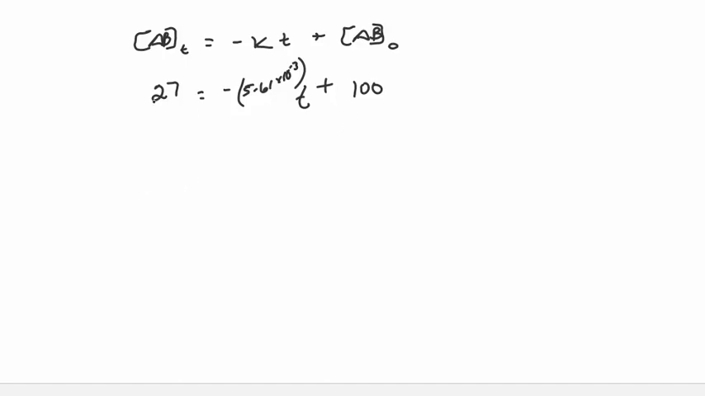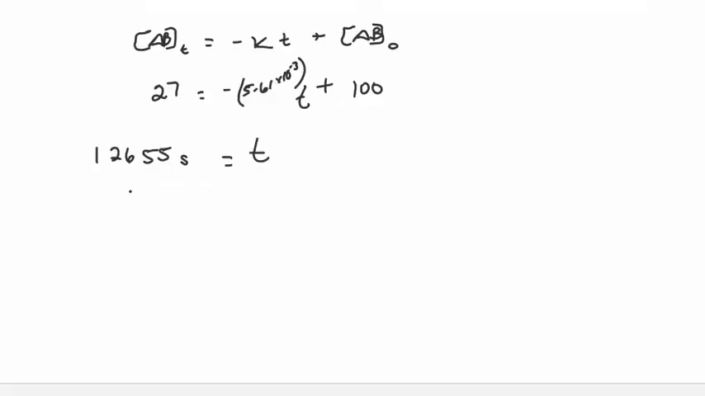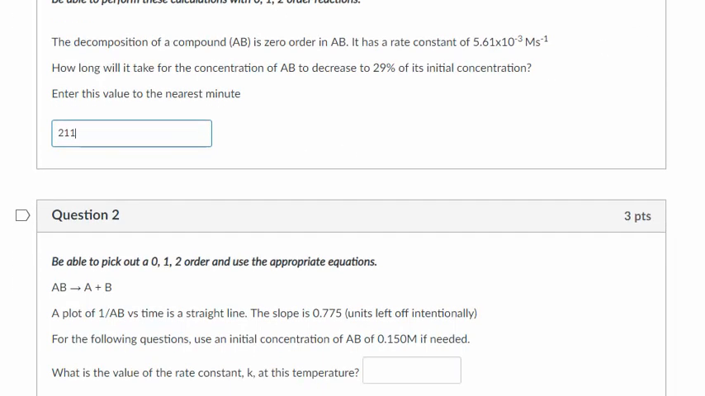So I subtract 100 from both sides, and then I divide both sides by my negative K, and you should get a time equal to 12655. Now the unit for that is seconds. Coming back here, it says enter the value to the nearest minute. So I need to divide this by 60 in order to get my minutes. And then I get 211 minutes. That's my nearest minute.